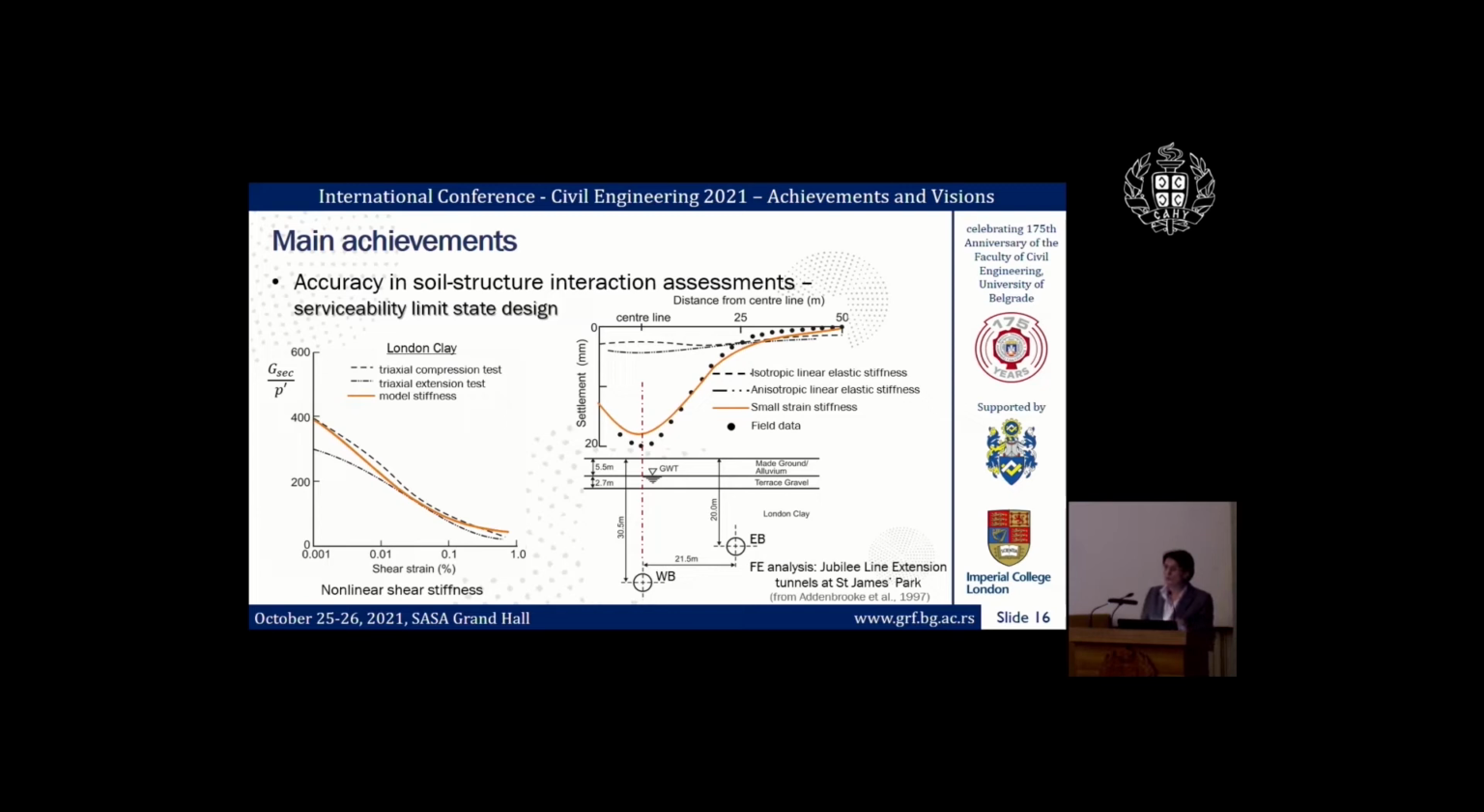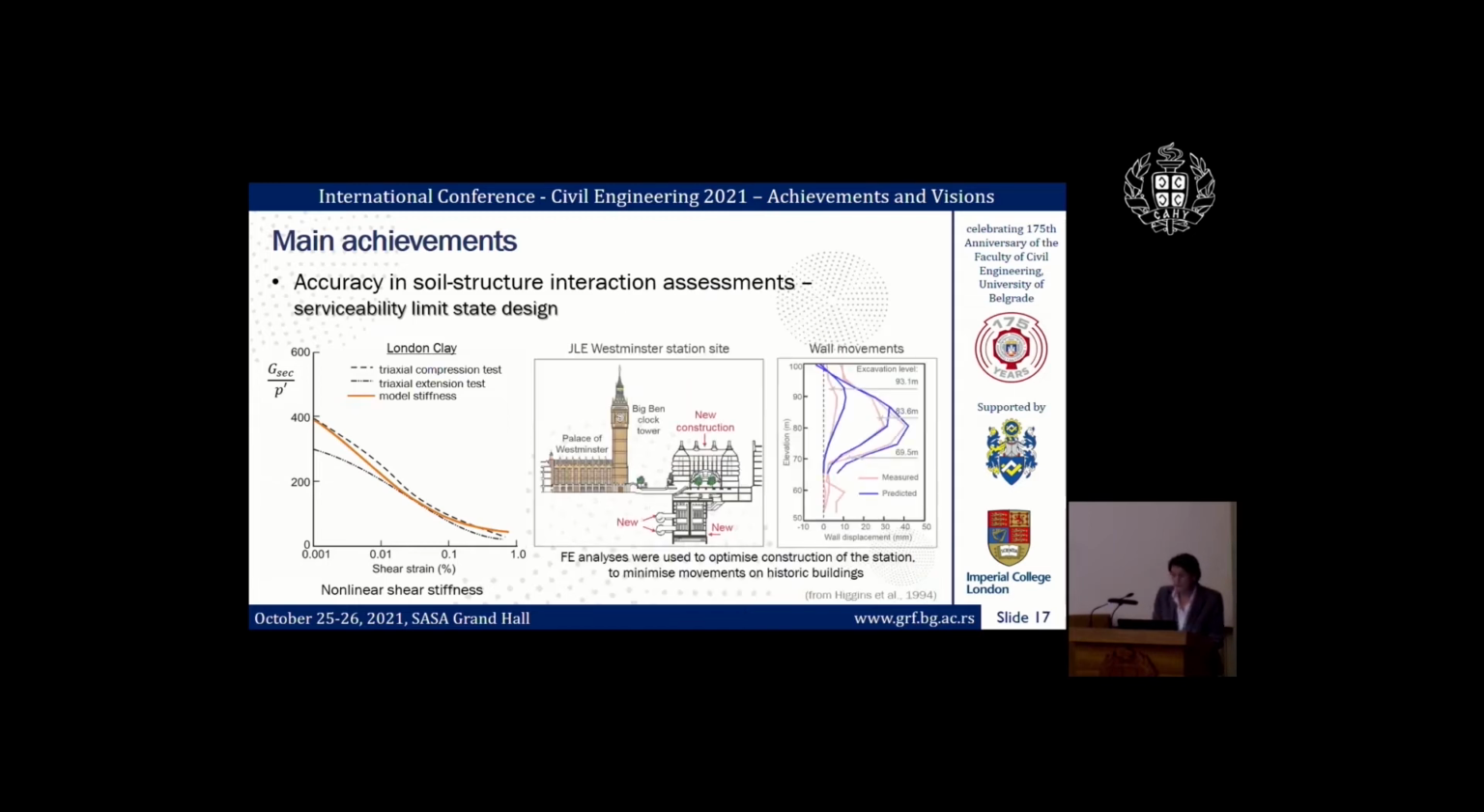So this was not an urban area, this was St. James's Park. Looking only at the excavation of the first tunnel that went into the virgin soil, there was a very nice settlement trough measured in the field, but the analysis needed to be conducted before construction, and the analysis showed a very good agreement with the measured data, taking account of this nonlinear shear stiffness, and showing that the usual classical linear elastic soil stiffness, be it isotropic or anisotropic, is clearly deficient in reproducing both the shape of the settlement trough as well as the magnitude of it.